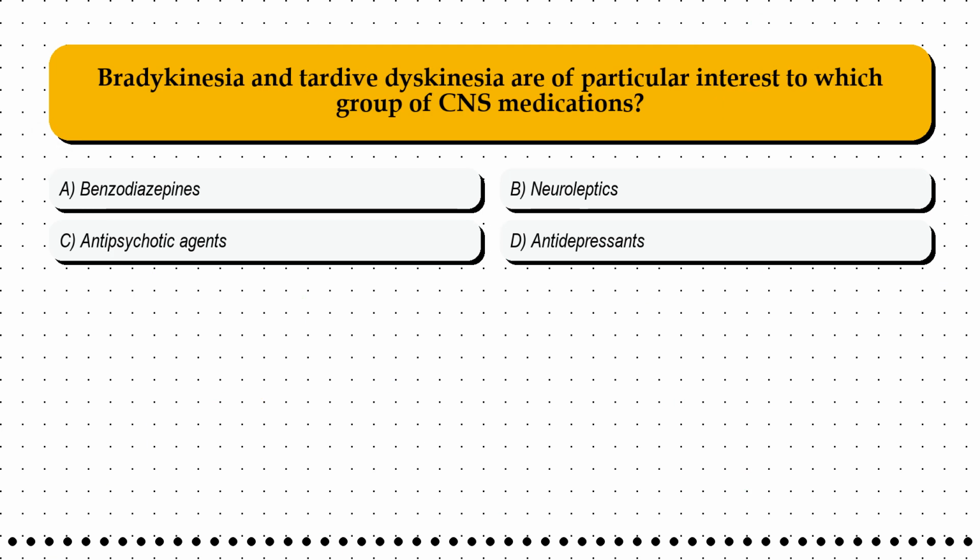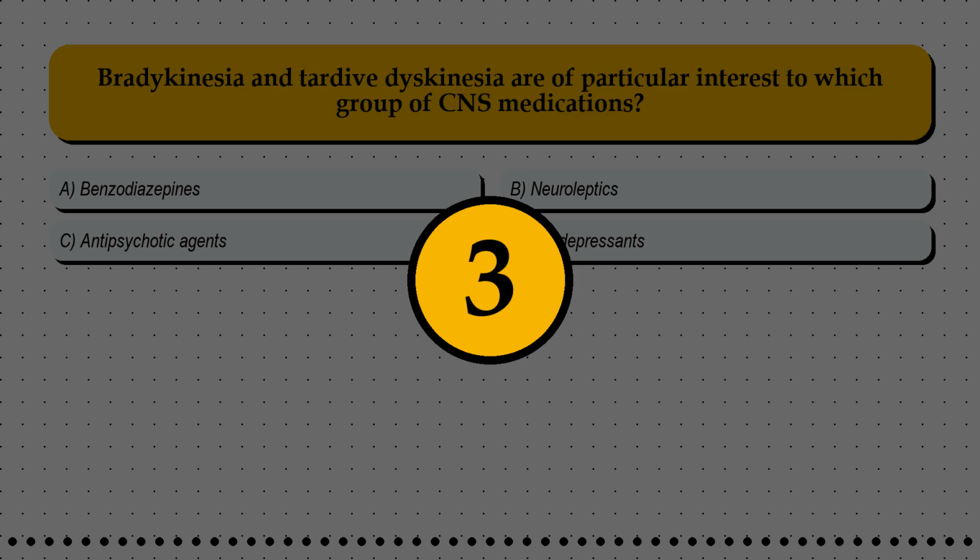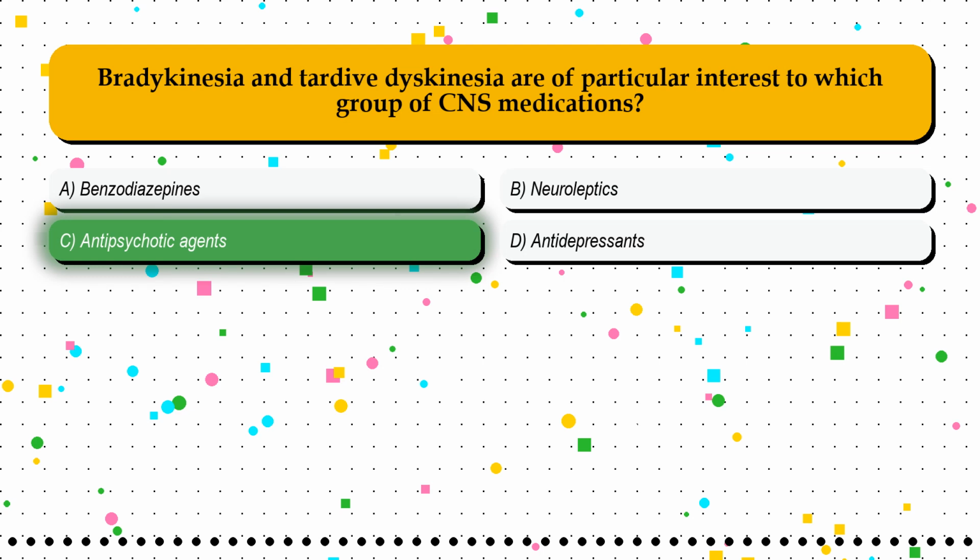Question 202. Bradykinesia and tardive dyskinesia are of particular interest to which group of CNS medications? Option A, benzodiazepines. Option B, neuroleptics. Option C, antipsychotic agents. Option D, antidepressants. The correct answer is option C, antipsychotic agents.